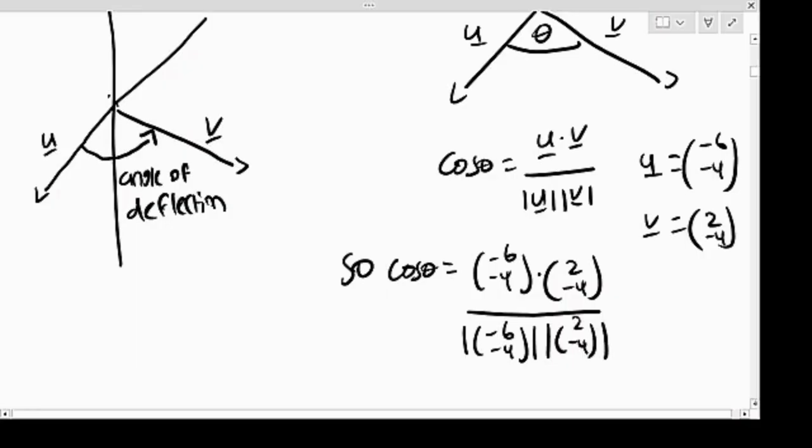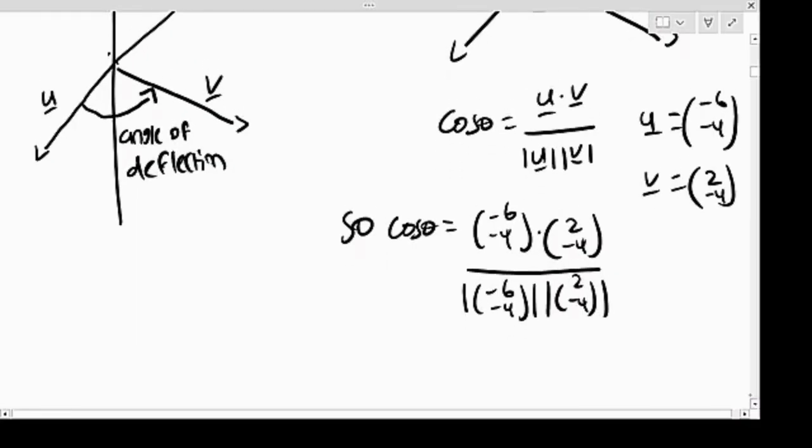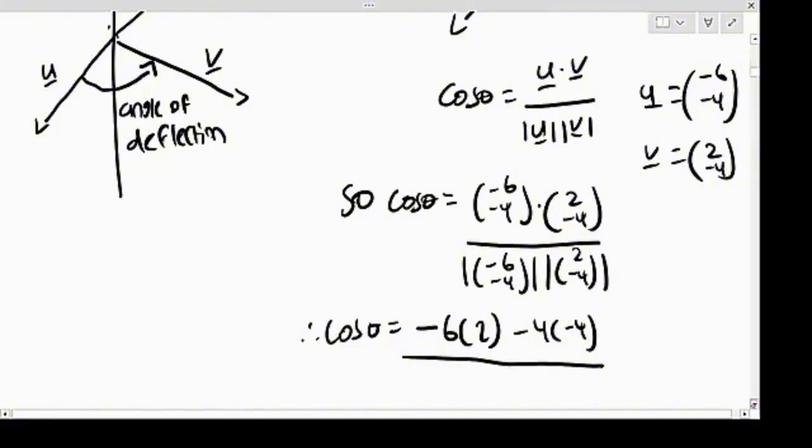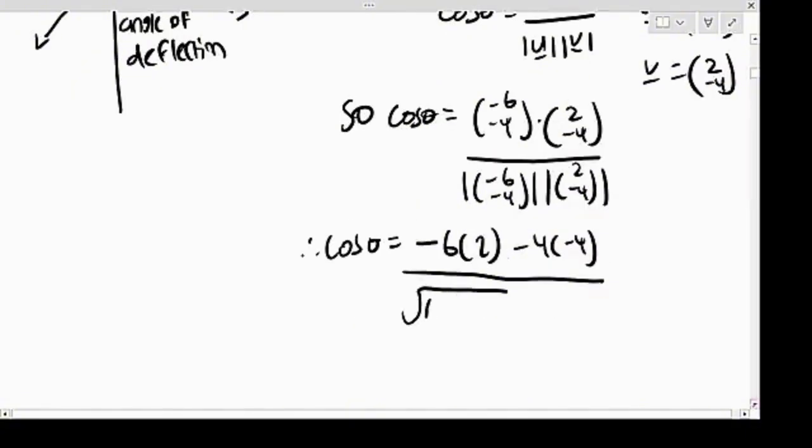And then we just need to simplify and work it out, right? So at that point, we're going to get cos theta to be, if we do the dot product, remember that's going to be minus 6 lots of 2, add minus 4 lots of minus 4, all over the magnitude of both of these. So minus 6 squared, add minus 4 squared, times by the root of 2 squared, add minus 4 squared. And so put all of that in a calculator.